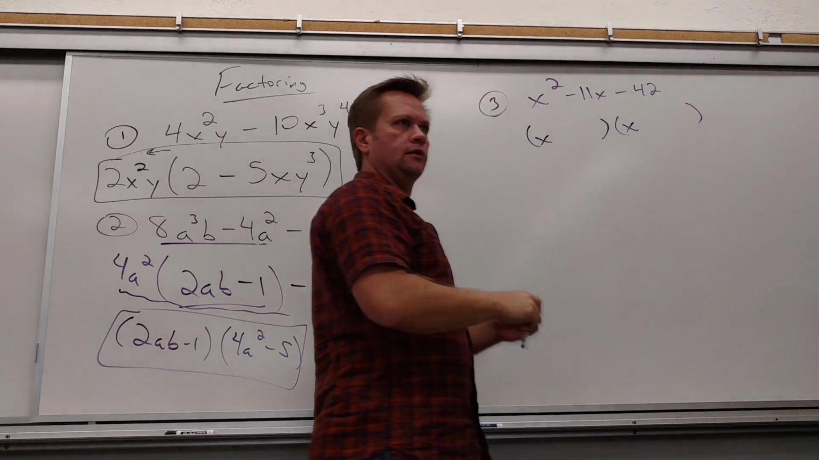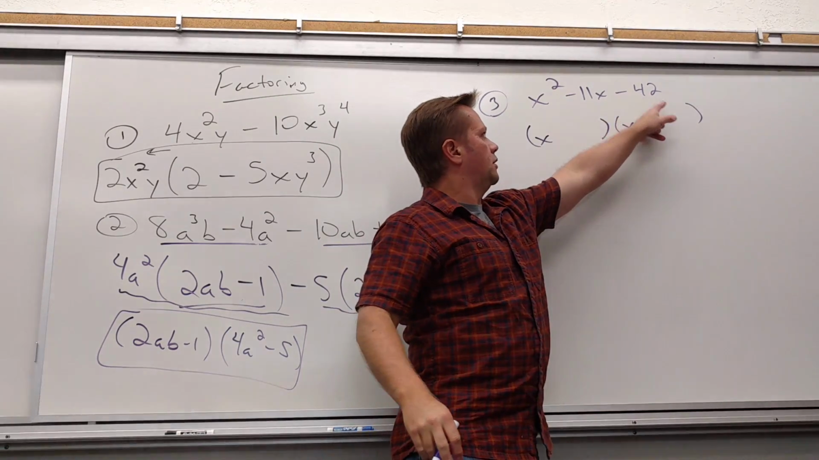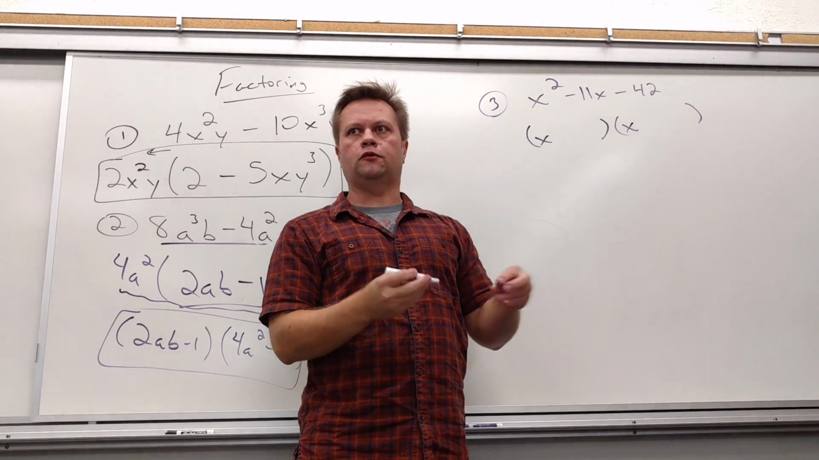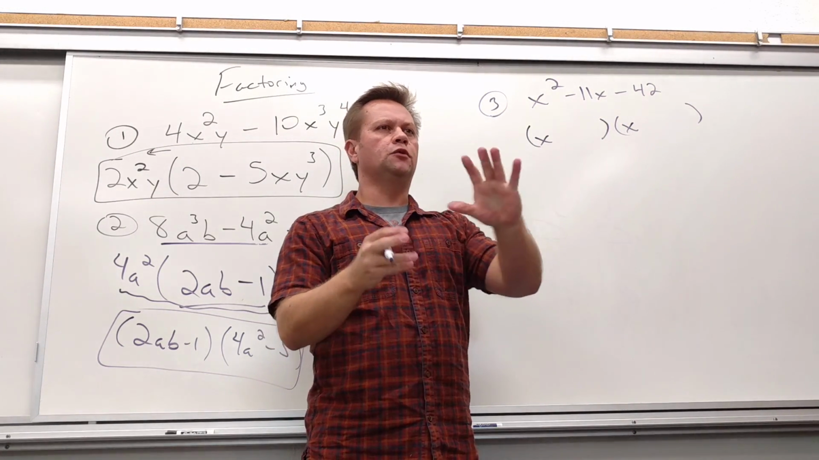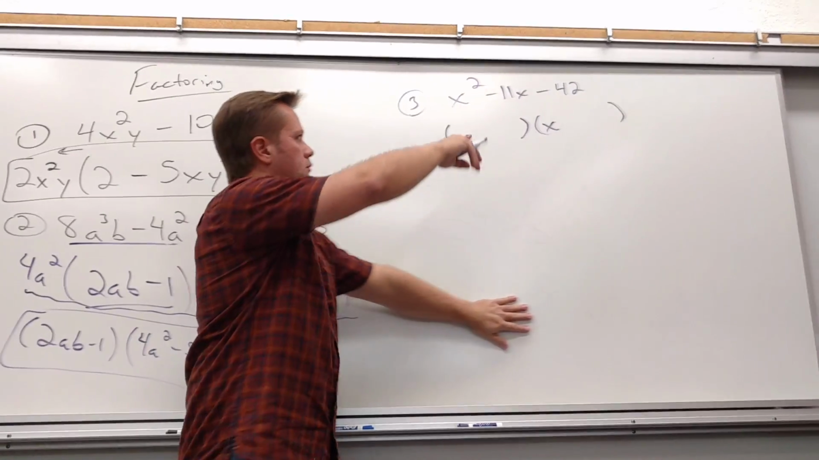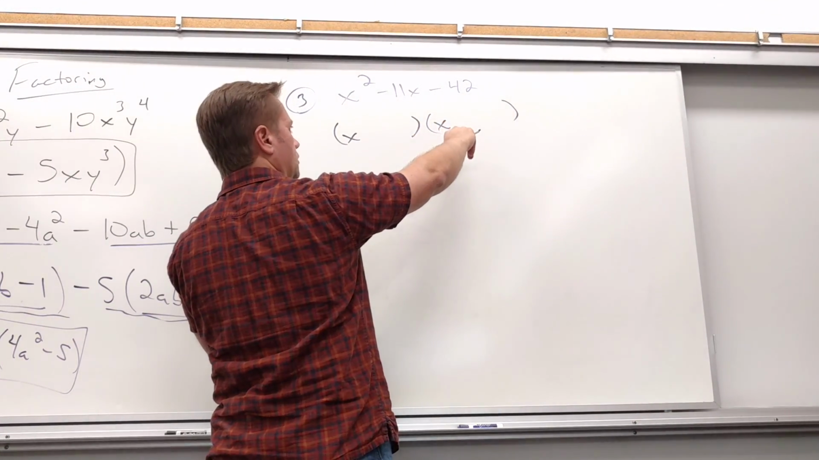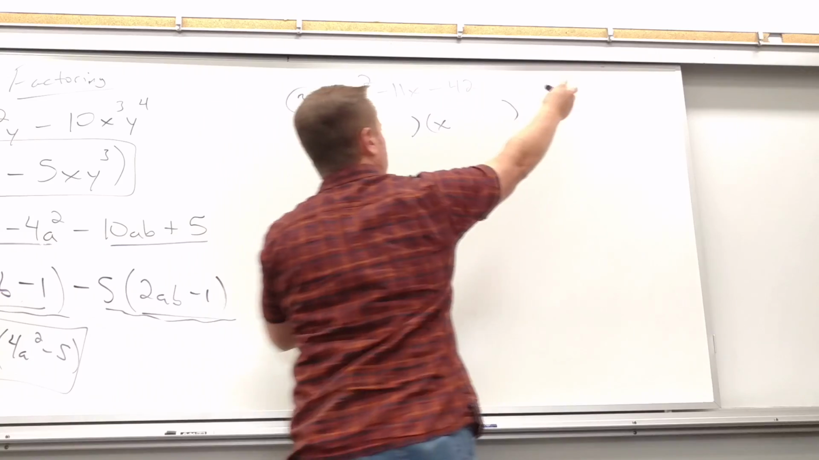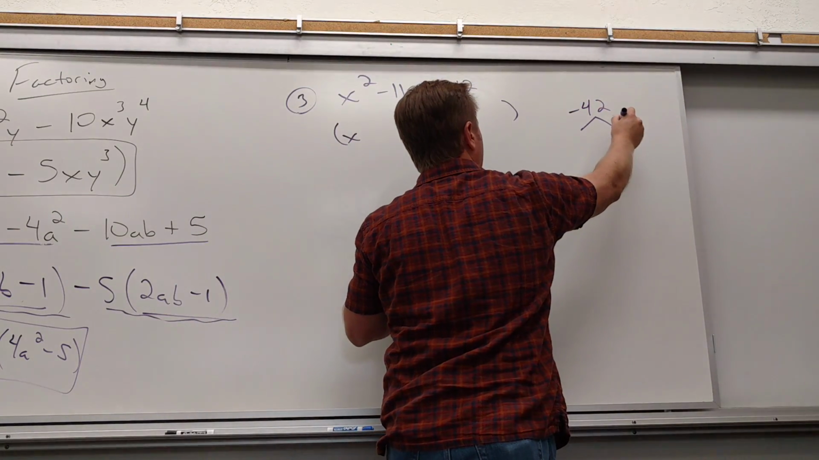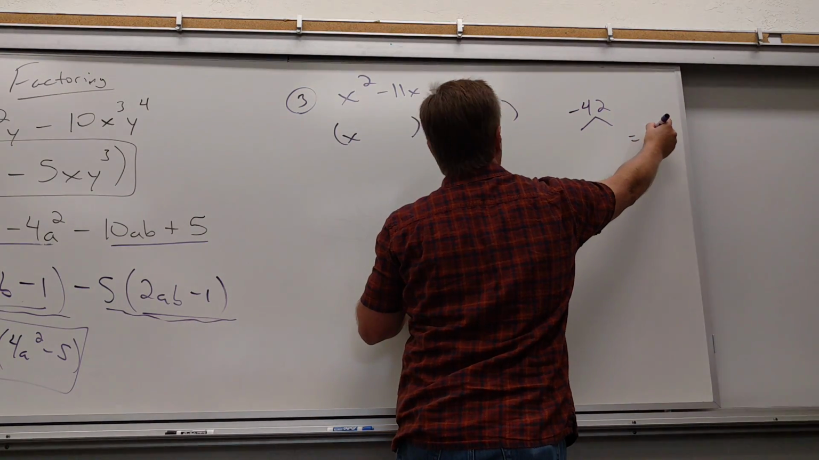That's nice. That's easy. Now the whole thing is what numbers have to go in here to make the other stuff work. So what do they have to do? What do these two numbers have to do? Multiply to equal negative 42. You multiply to be negative 42. And then they have to add to be negative 11.